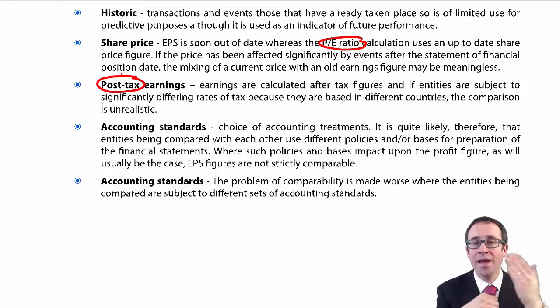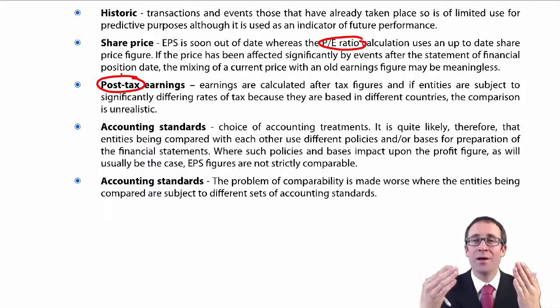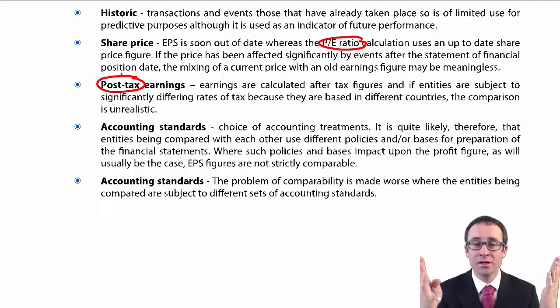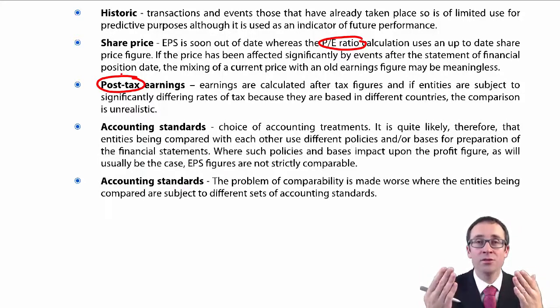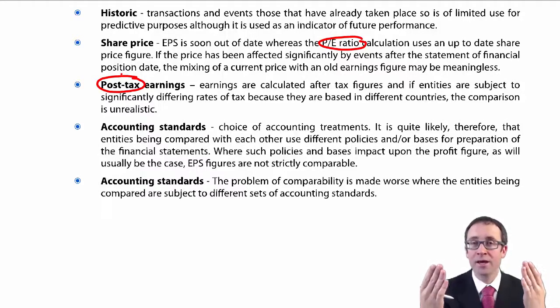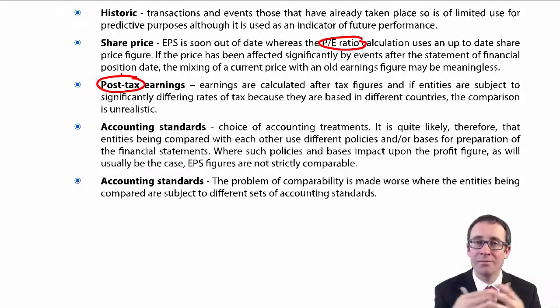But if we compare company A to company C, and company C is in any other country other than the UK, so let's just say America, then the tax rules will be different. Okay, therefore, if you have different tax rules, you will have different post-tax earnings, and therefore that makes things that little bit less comparable. We're not saying they're totally not comparable. It depends upon the differences in the tax rules and how significant they are, but it is a limitation, isn't it?